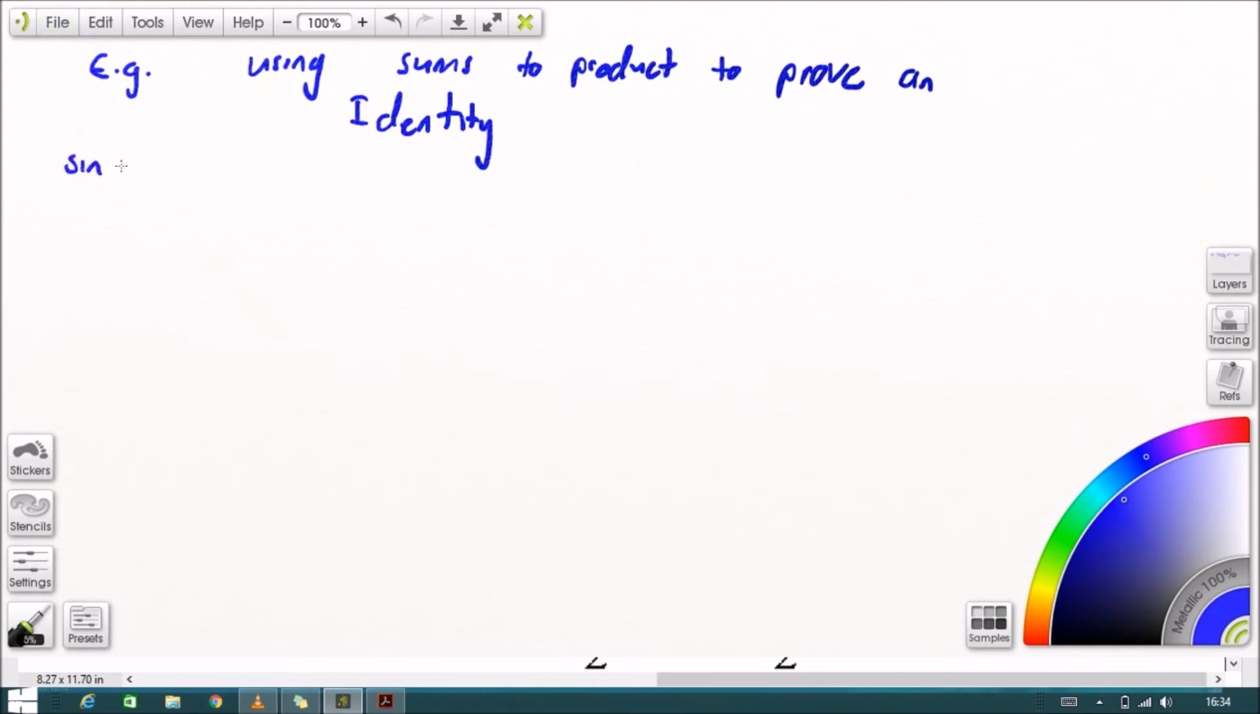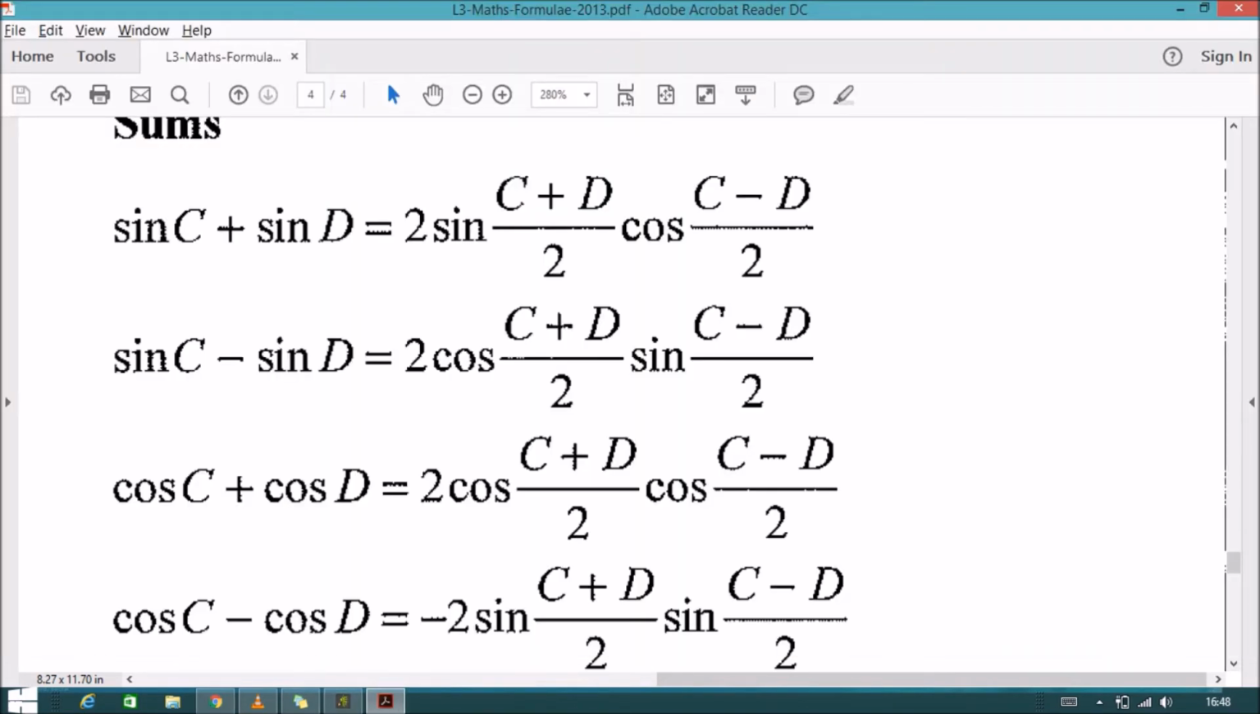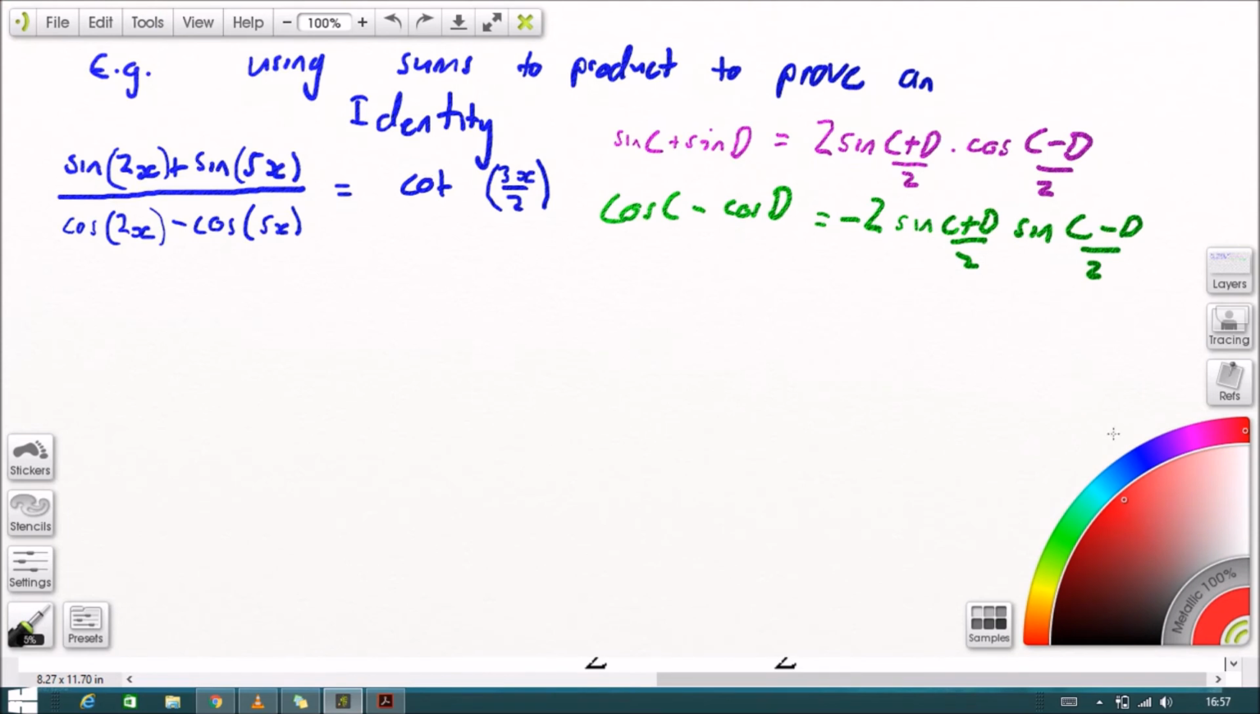Alright, this one's a bit trickier. This is using the sums to products rule to prove an identity. So I'm going to prove that sine 2x plus sine 5x over cosine 2x minus cosine 5x is equal to cot of 3x over 2. Here's the two. We'll use the top and the bottom one because we've got a sine plus sine and a cos minus cos. So there they are there in purple and green. And we'll just start with the top half of the formula here.